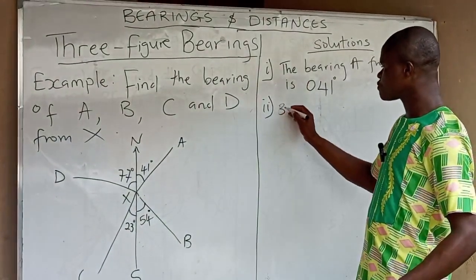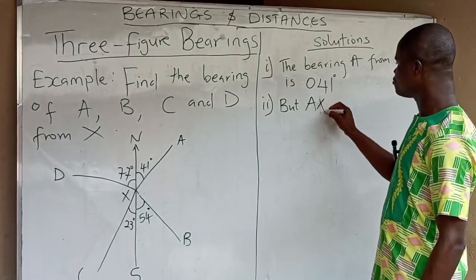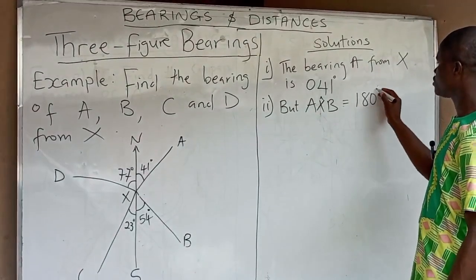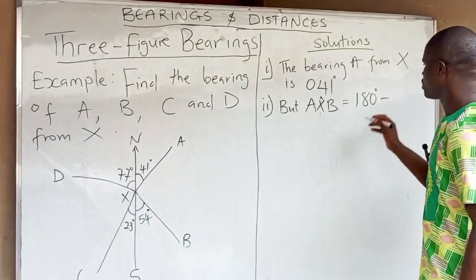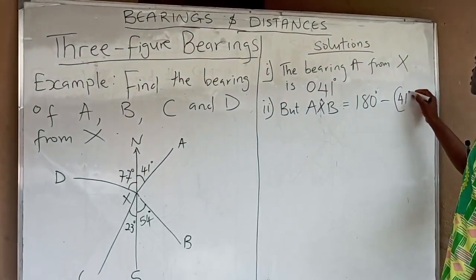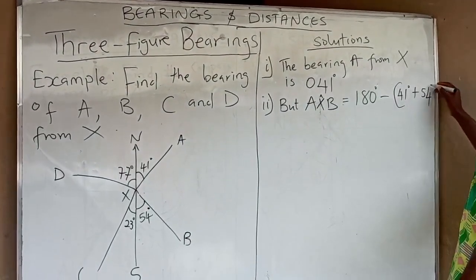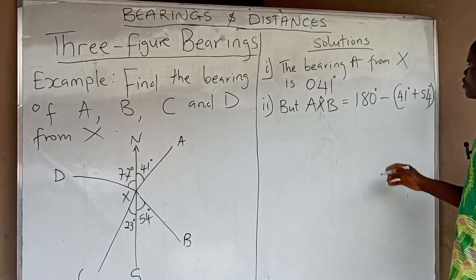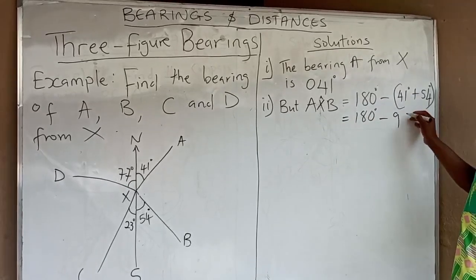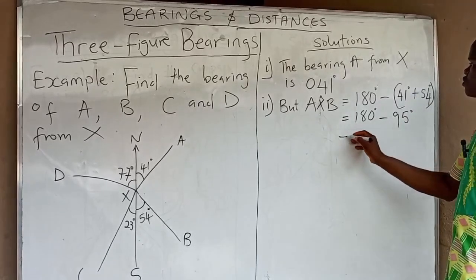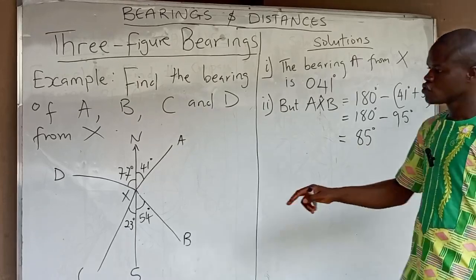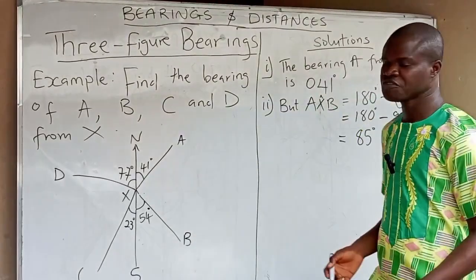So we'll say angle AXB is equal to 180 degrees minus, in bracket, this angle plus this angle, that is 41 degrees plus 54 degrees. So this will give us 180 degrees minus 95 degrees, which is equal to 85 degrees. So this missing value is 85 degrees.